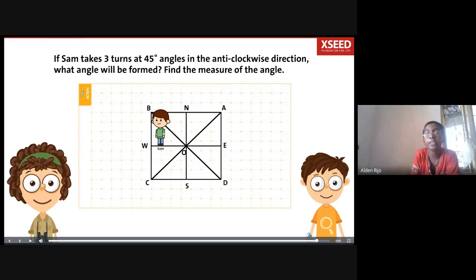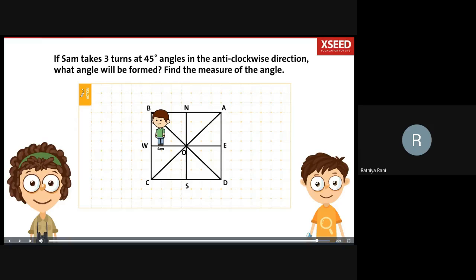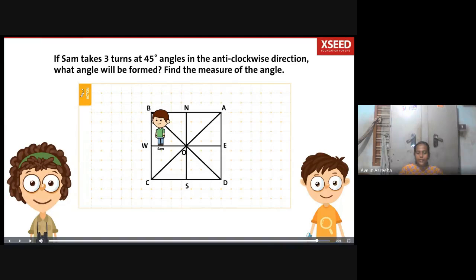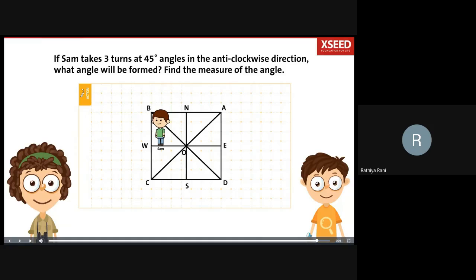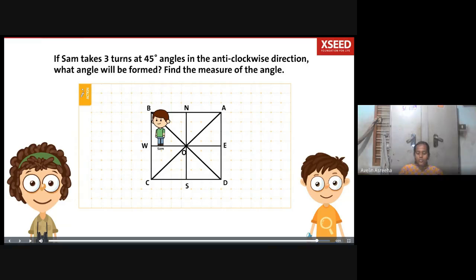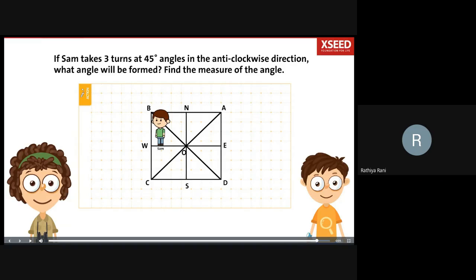135 degrees, ma'am. 135 degrees. Okay. Evelyn, did you get that answer? 135 degrees? And 135 degrees. Okay. What type of angle is that? Obtuse angle. Okay, so we can check it.